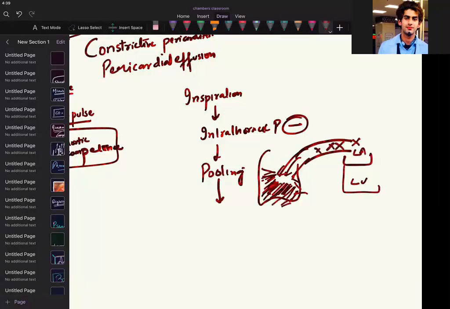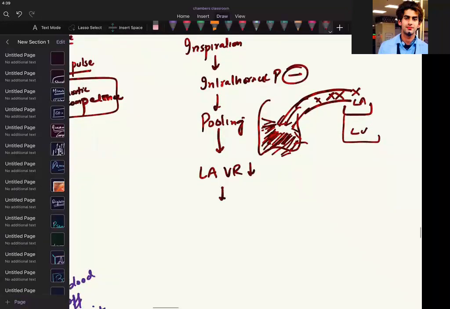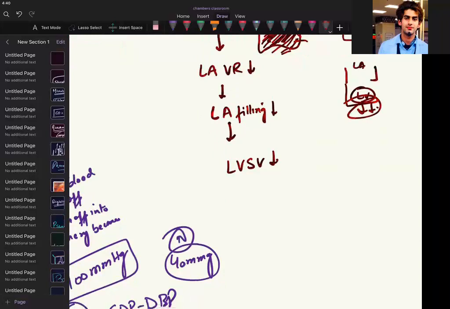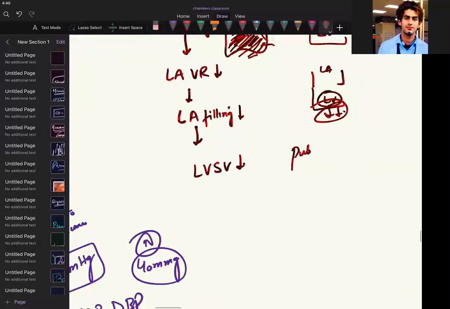The venous return of the left atrium is decreasing. So left atrial venous return decreases, left atrial filling will decrease. What will happen after that? That means left ventricular stroke volume will decrease. Why? Because if you are filling the left atrium less, it will fill the left ventricle less, and the left ventricular volume will decrease if you are not filling it. And there will be more of this in inspiration. So your pulse will decrease in inspiration.